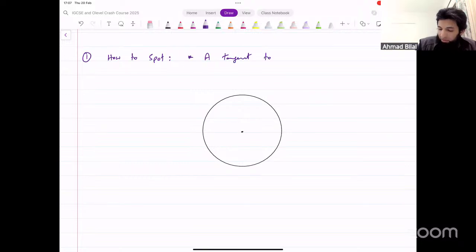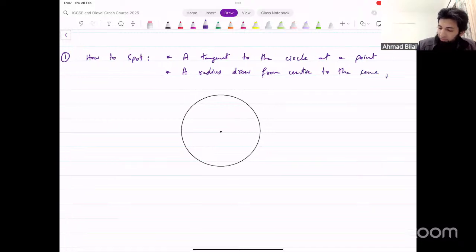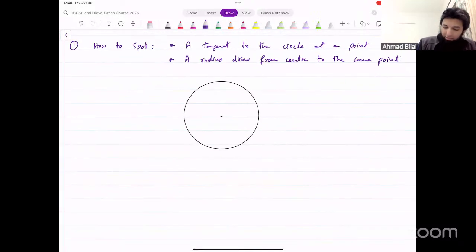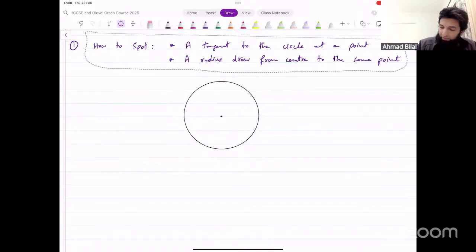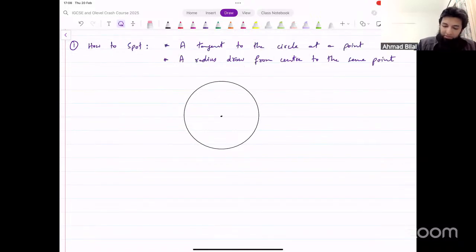A tangent to the circle at a point, and a radius drawn from the center to the same point. This is the condition for this first property. What happens in this case when you have these two things true?